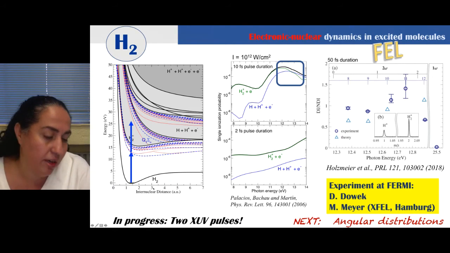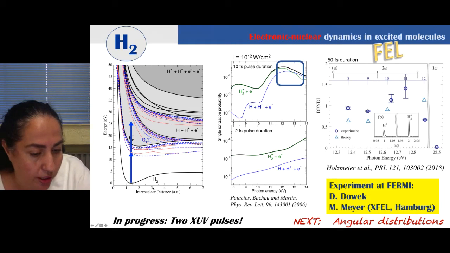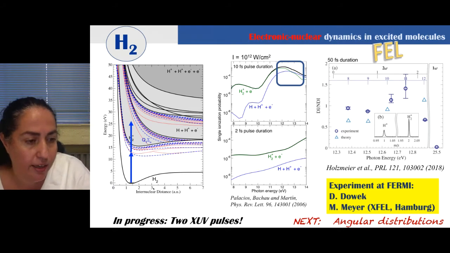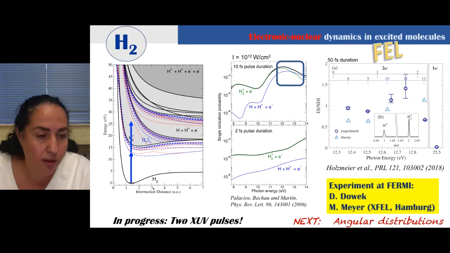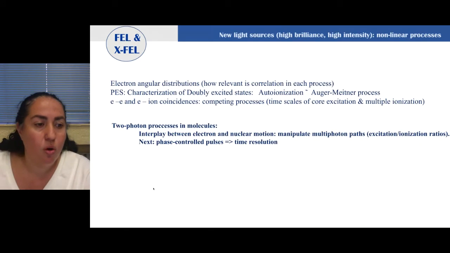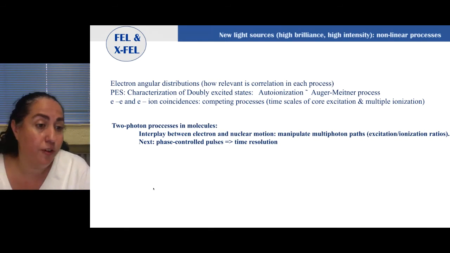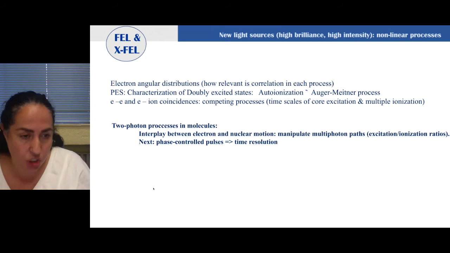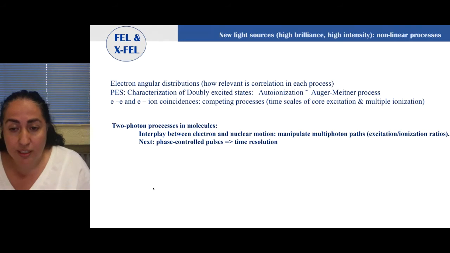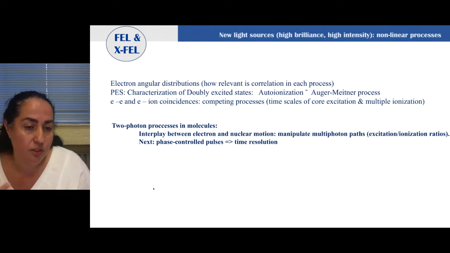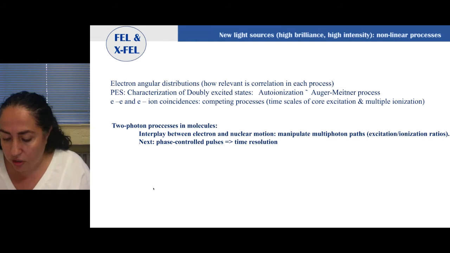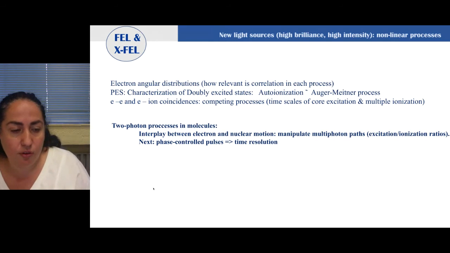And this is work in progress, in which we are also pursuing to look at the same processes but using two XUV pulses. So as a summary, the two-photon absorption in molecules is even richer because the interplay between electron and nuclear motion allows us to manipulate in time the different multi-photon paths, and we can even control these ratios. And of course, the next natural step will be to just use these phase control pulses in order to get further time-resolved information.